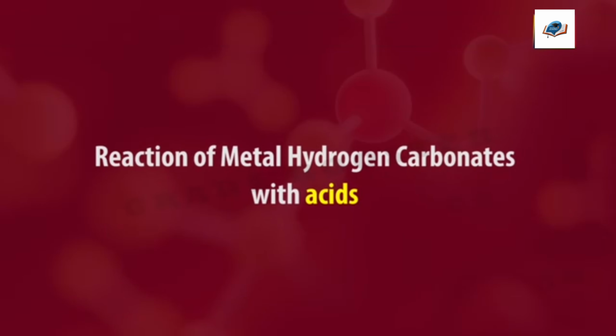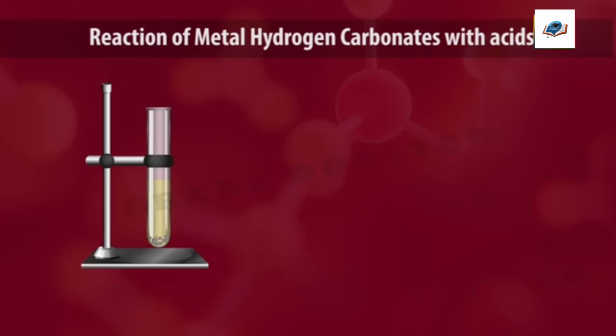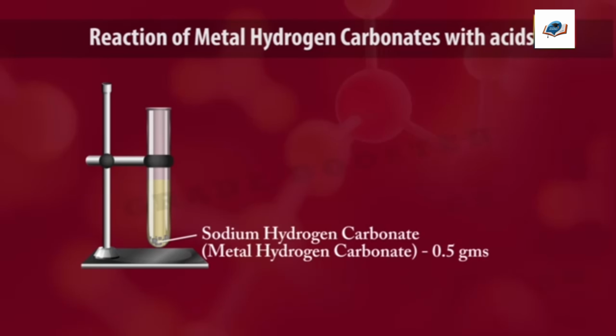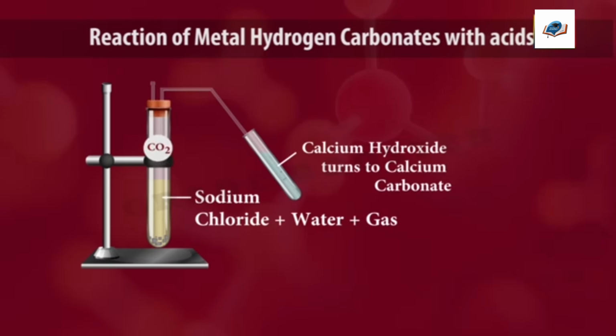Now let us look at the reaction of metal hydrogen carbonates with acids. Let us understand this with an activity. Take 0.5 grams of metal hydrogen carbonate like sodium hydrogen carbonate and add 2 ml of dilute HCl. It forms a salt, that is sodium chloride, water and a gas. The gas produced in this reaction is also carbon dioxide.